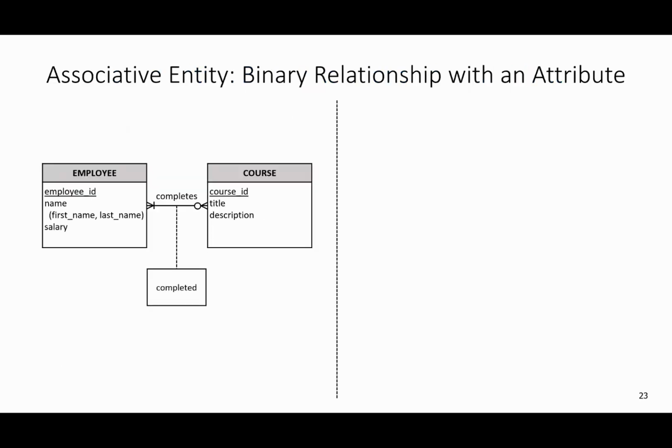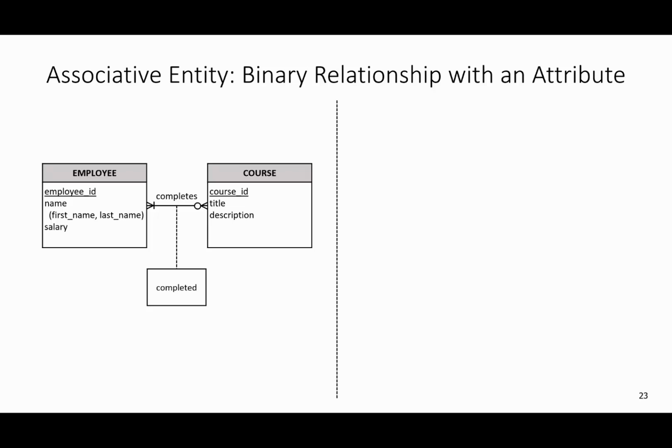So let's look at an example of an associative entity. So here we have a binary relationship between employee and course. An employee could complete many courses. A course is completed by one-to-many employees. And then we have the verb, the relationship type of completes. We also have attributes of the relationship such as completed. So this would be the date when an employee completed the course.